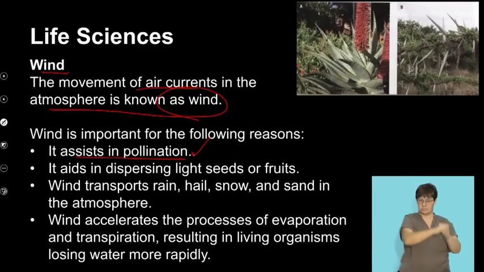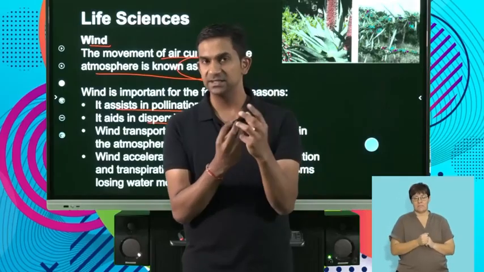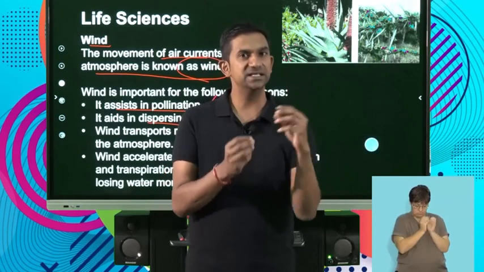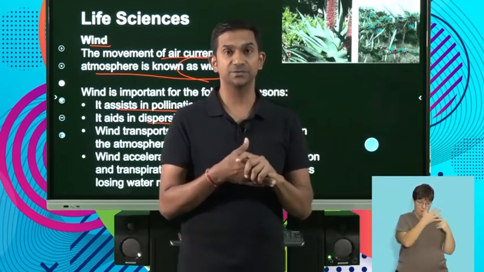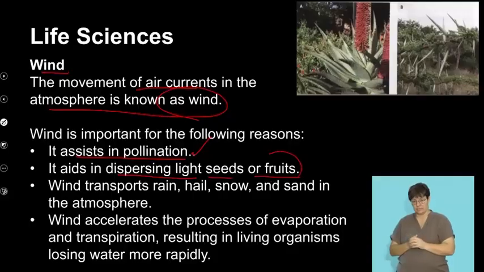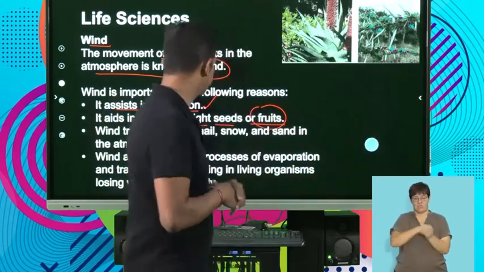It also aids in the dispersal of light seeds or fruits. So wind allows for the dispersal of seeds, and you often find in your pine, the seeds are released, and these seeds have adapted to being able to disperse from the plant that has produced them. Your smaller fruits are often carried by wind, and this allows for the dispersal of plants into a variety of different habitats.